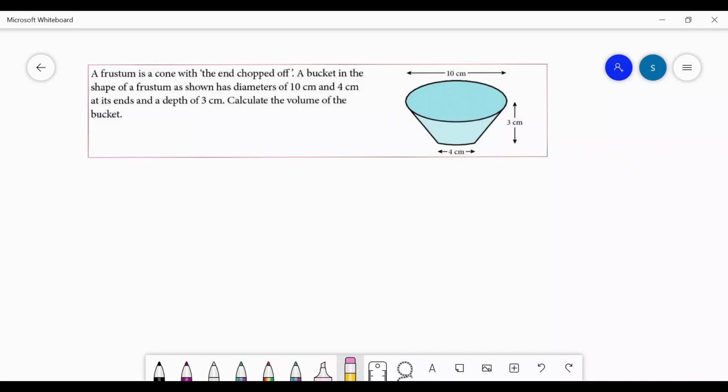Okay, here we have a frustum, which is a cone with the end chopped off. A bucket in the shape of a frustum as shown has diameters 10 centimeters and 4 centimeters and a depth of 3 centimeters. Calculate the volume of the bucket.